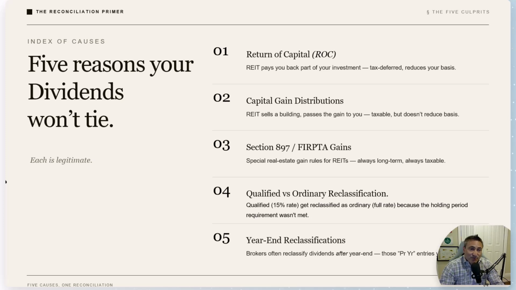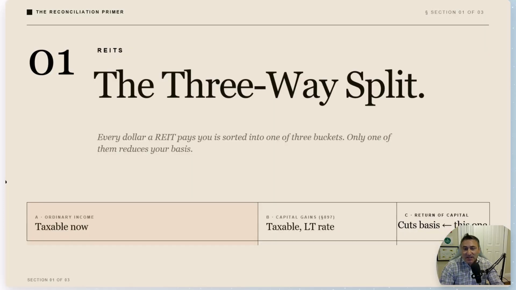For that, I just trust the 1099. So this is a little bit of a recap, but there are 3 things with your REITs when you get that cash. 1 is ordinary income, that's taxable now. 2 is your capital gains, and then 3 is the return of capital. And that's the one that cuts and reduces your basis.